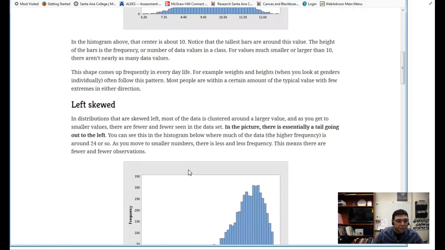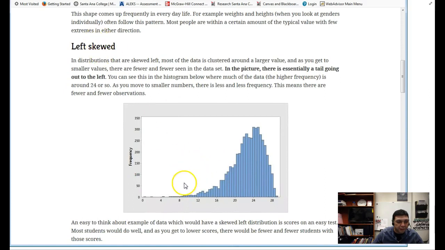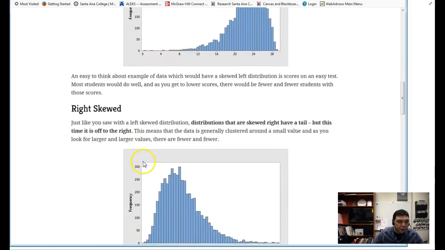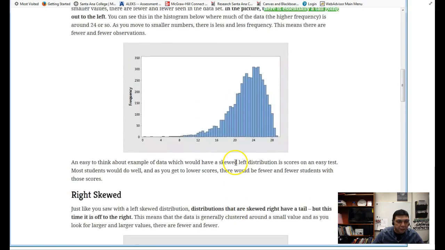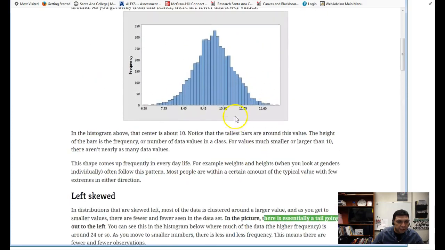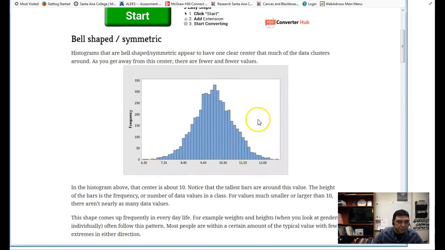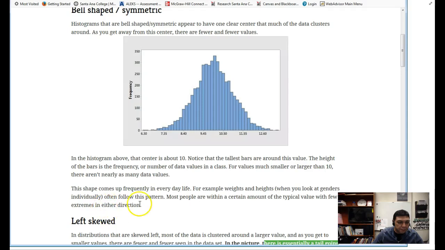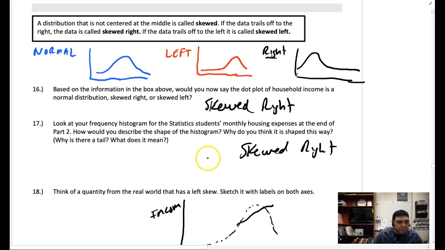Another type of shape you can get for a graph is called left-skewed. There's a long tail on the left. Let me highlight right there, the tail going out to the left. And then you have something called right-skewed. You're going to be looking at that as you go through. And here again, this is a bell shape or symmetric. On some of the questions for your discussion, you're going to have to look at that. I'm going to skip ahead to after that, but that's part of the discussion. So let's finish our discussion.